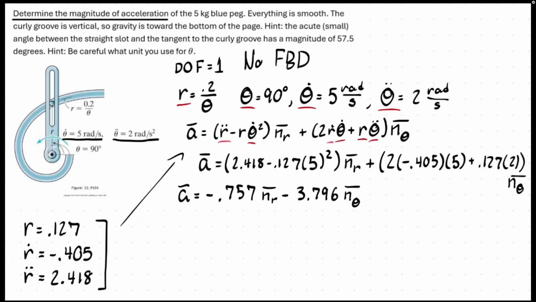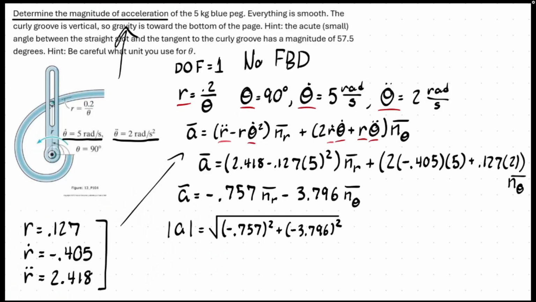Now the question is asking for magnitude of acceleration, right? Not just these radial and transverse components. So how do we get the magnitude of this? It's basically just the Pythagorean theorem, or what we've been doing before to get a magnitude of a vector, where we take the square root of each of these components squared. So the negative 0.757 squared, plus the negative 3.796 squared. And then plug that in a calculator, we get that the magnitude of our acceleration is going to be equal to about 3.87 meters per second squared.